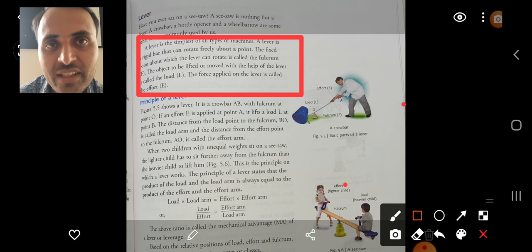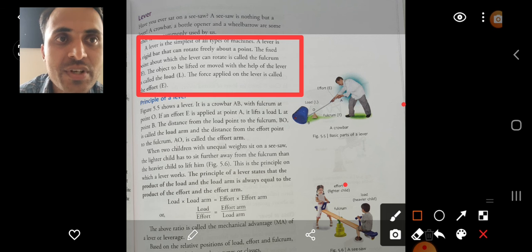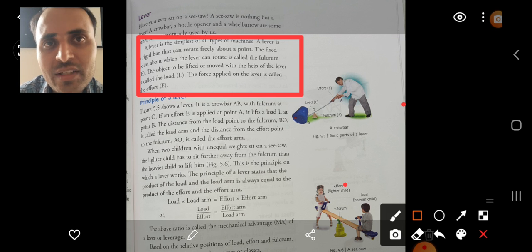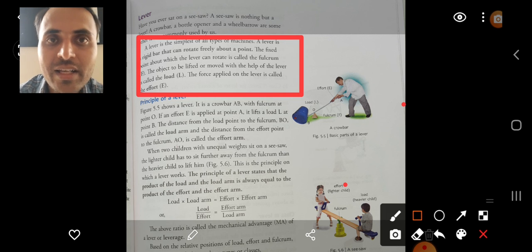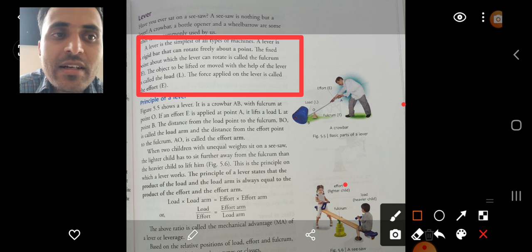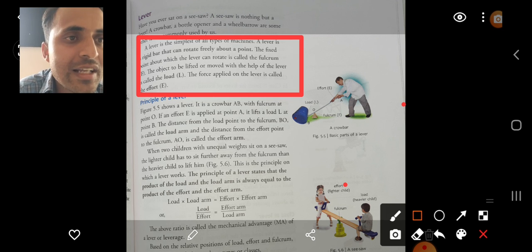So there are three different points for every lever. First is the fulcrum, which is the fixed point about which the lever is rotating. Second is the load point, meaning the object to be lifted or moved with the help of the lever, that is called the load. And last is the effort. So effort point means the point at which you are applying the force to lift the load. And depending on the positions of these three points, there are again three classifications of levers, that is class 1, class 2 and class 3.